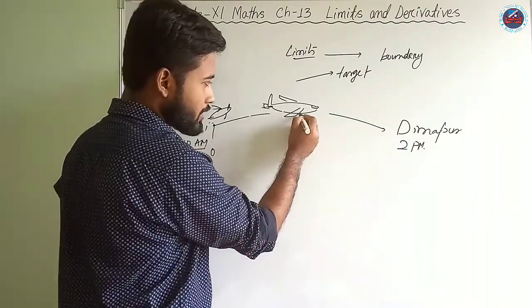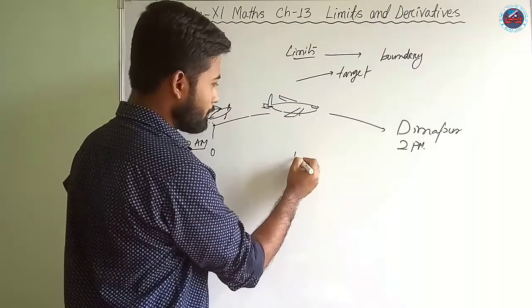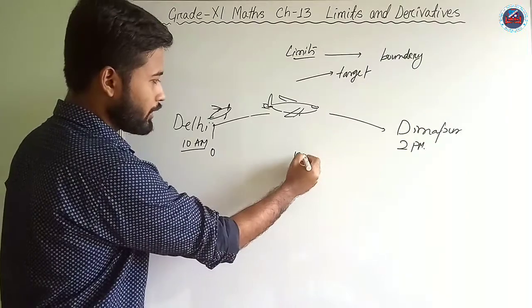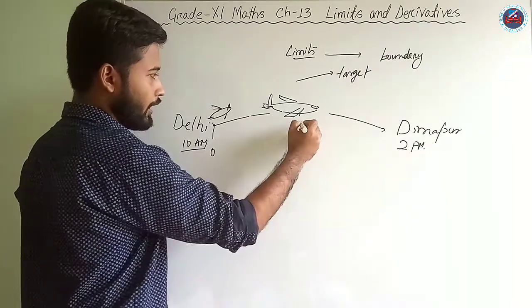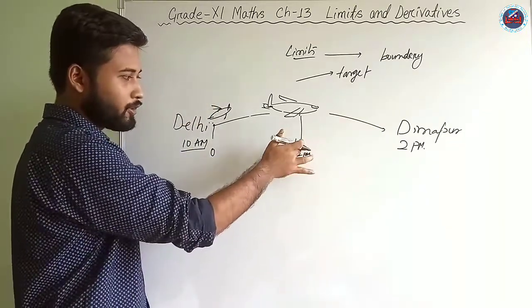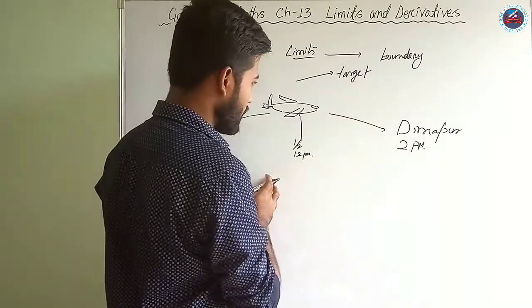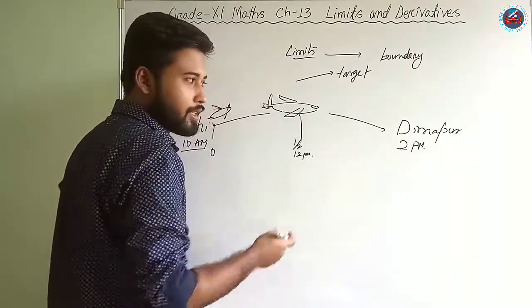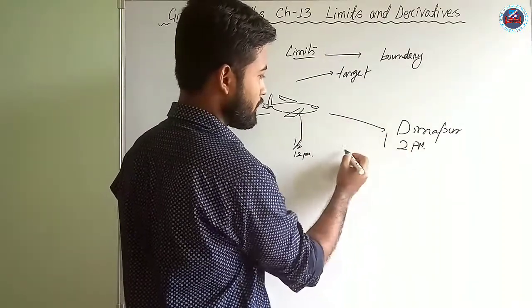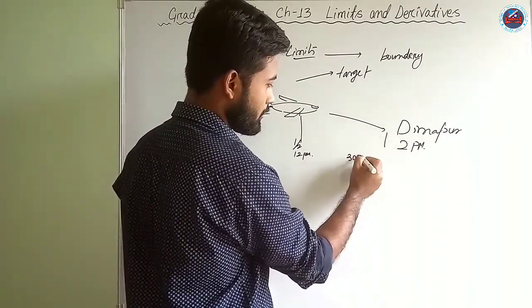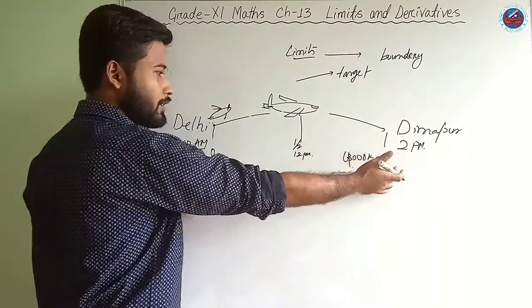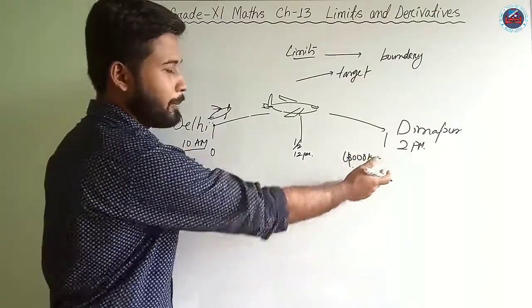When the flight was here, if the velocity is the same throughout, then at the middle point it might be 12 PM, and at this point it might have covered half of the distance. It might not be exactly half, but I am assuming that it will be half. And when it is 2 PM, it has covered the complete distance, whatever distance it is, like maybe 3000 or 4000 kilometers. So it will have covered the 4000 kilometers within this time interval.